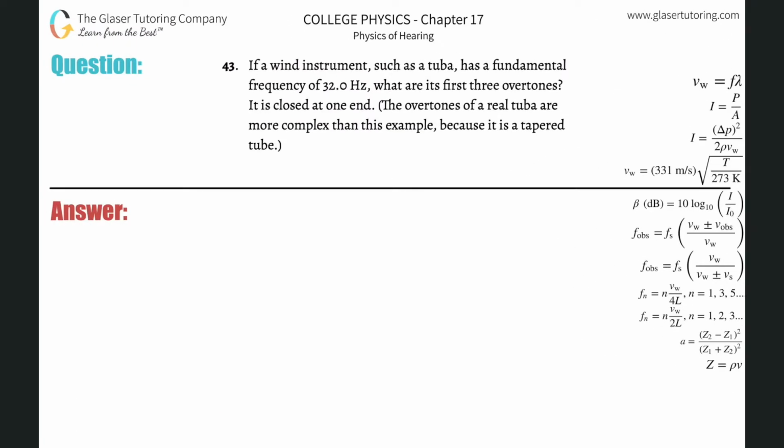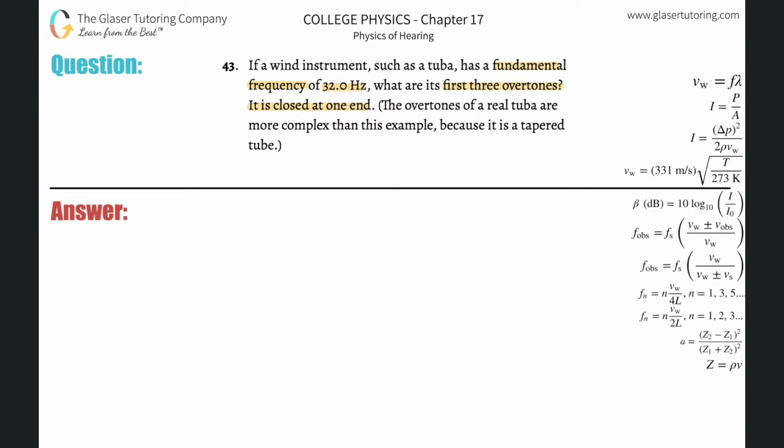Number 43. If a wind instrument such as a tuba has a fundamental frequency of 32 Hertz, what are its first three overtones? It is closed at one end. All right, check out number 42. I went through a brief discussion about all the formulas here, open at both ends, and closed at one end. So we're going to use the formula for a tube closed at one end.